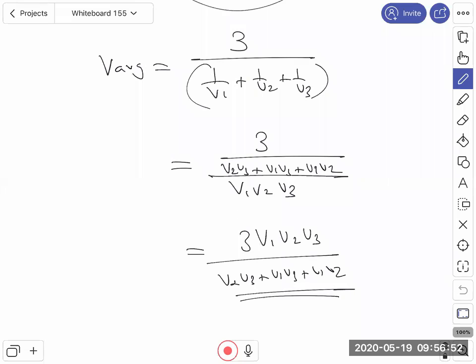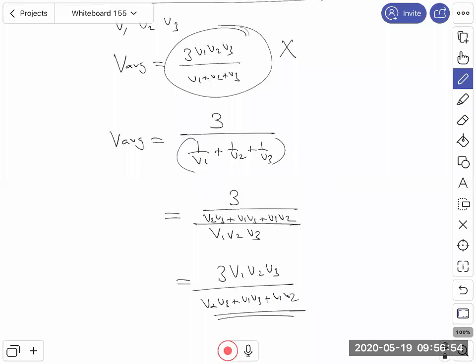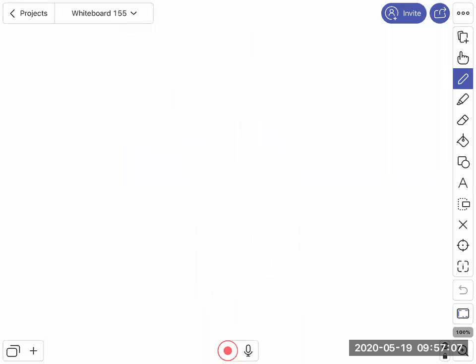Understood? So if such a question comes, never write the answer like this. We should write it in terms of 3 divided by 1 by v1 plus 1 by v2 plus 1 by v3. Did you understand? Yes. So write down.